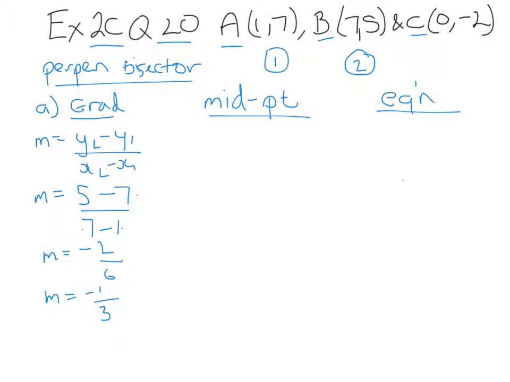But remember, we're after the perpendicular bisector. Now if I remember this rule, m1 is equal to negative 1 over m2 when the lines are perpendicular. That would mean m1, the gradient for my perpendicular line, is minus 1 over minus 1/3.